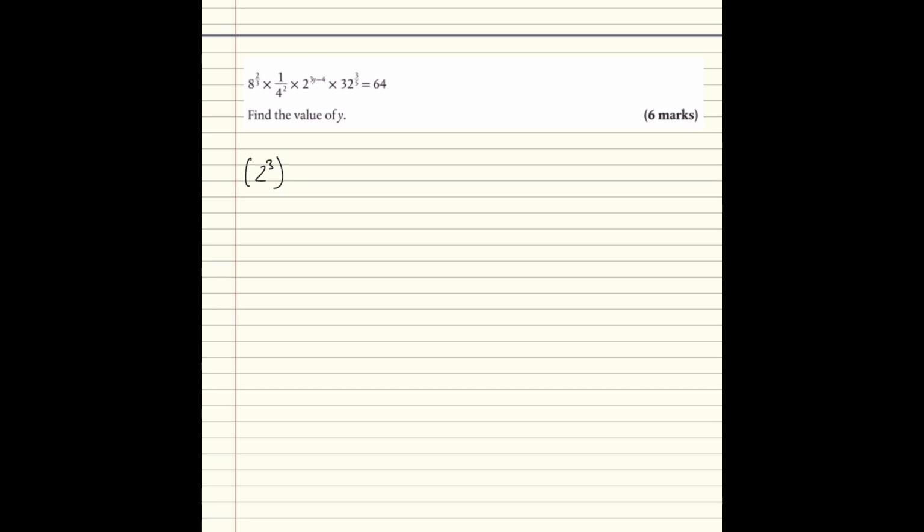So 8 can be written as 2 to the power of 3. Keep the fractional indices the same. So all I've done is change the 8. 1 over 4 squared. Well, 4 can be written as 2 squared. So that's what I'll do. And I'll keep the power of 2 the same. I won't change it. So it's the first step. Okay, now I won't change the power of 2 for 3y take away 4. I'll actually keep that the same.